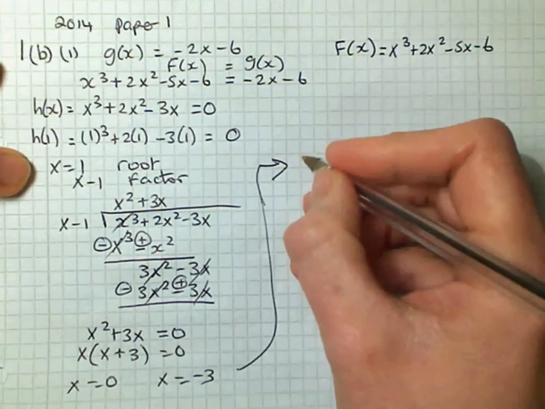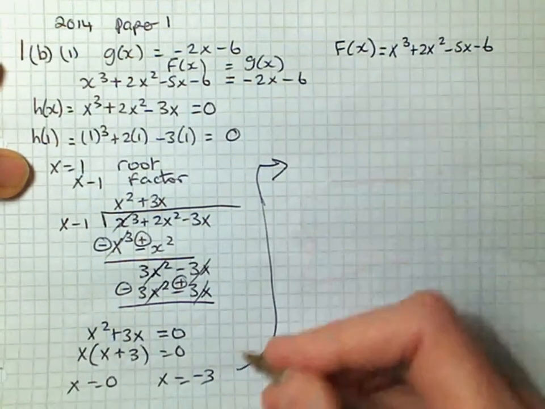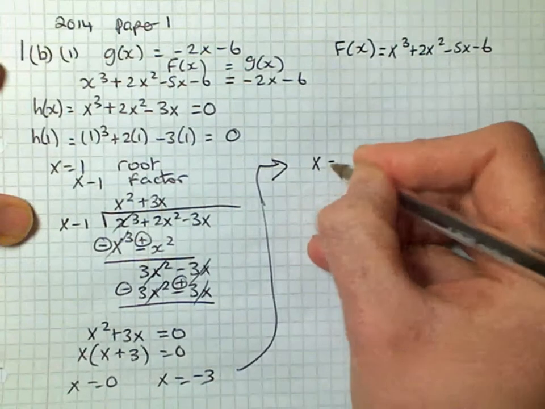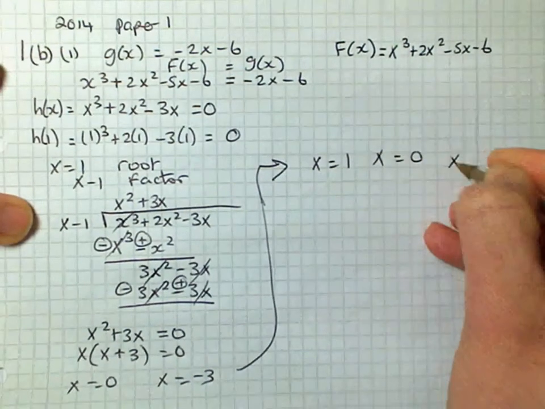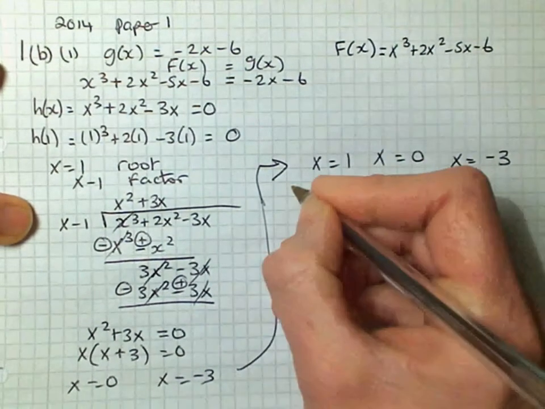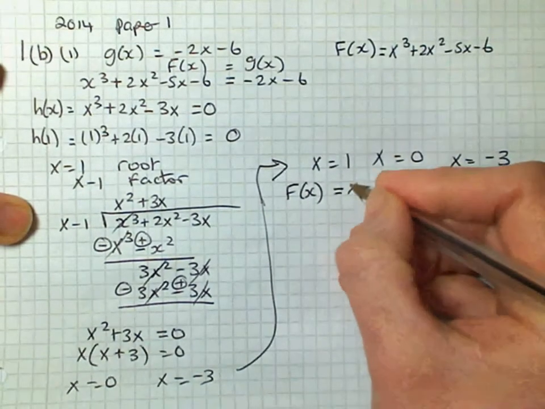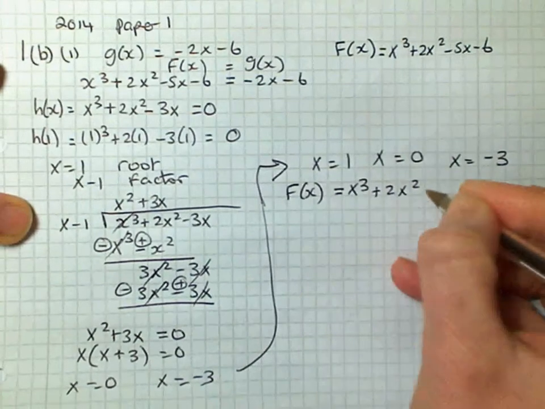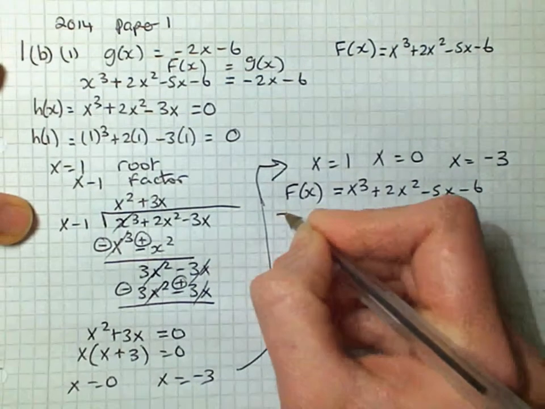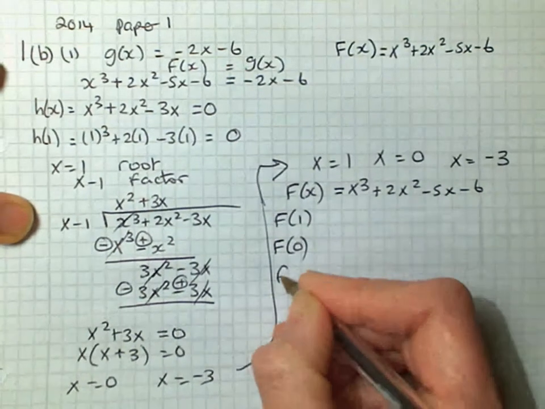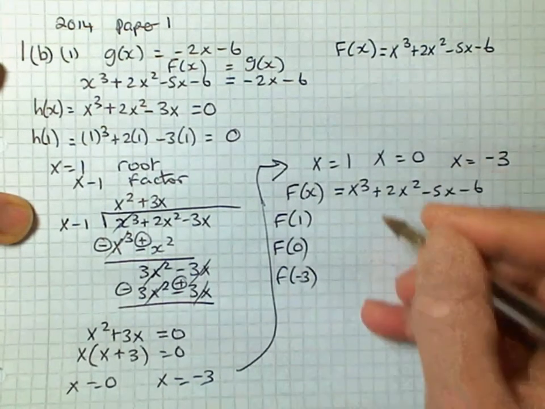Right, so we have to find our corresponding values of y. We know that our roots are x equal to 1, x equal to 0, and x equal to minus 3. So we need to go back to our y function, or f of x function, which is x cubed plus 2x squared minus 5x minus 6. And we'll put in 1, and we'll put in 0, and we'll put in minus 3.